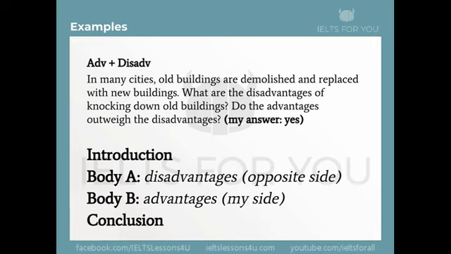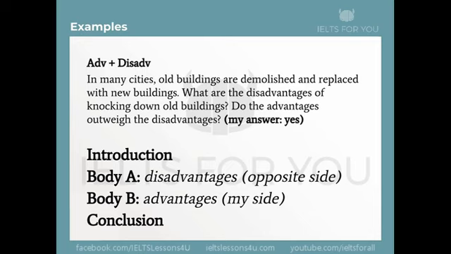So let's look at how to use this outline B with an advantages and disadvantages example. So here we have that same example that we saw before, the disadvantages of knocking down old buildings, and do the advantages outweigh the disadvantages. So first of all, you need to decide what your stance is going to be. What is your opinion? In this case, I'll say yes. I think the advantages outweigh the disadvantages.